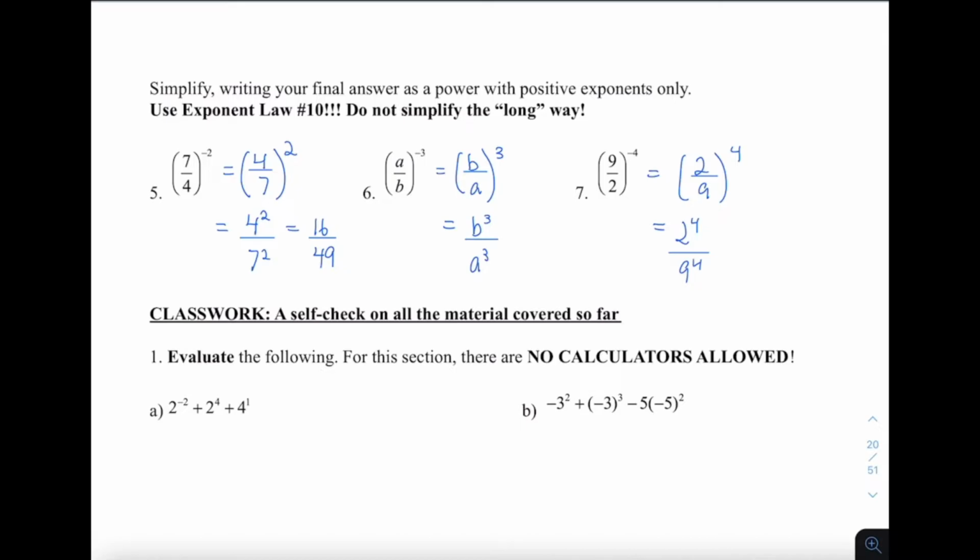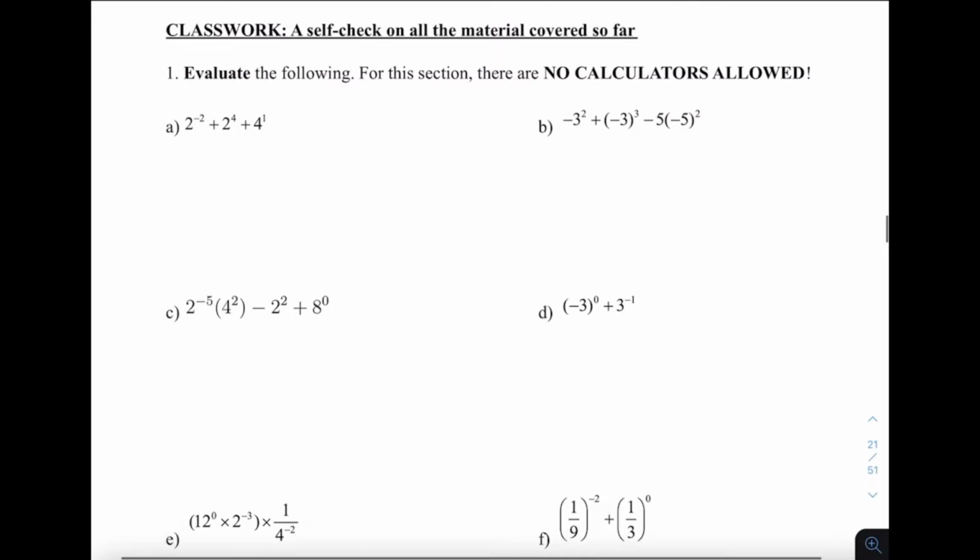All right, so for the classwork, what I want you guys to do is pause the video, give them a try, and then restart the video and compare it with my answers. So for this case, no calculators are allowed. You should be using all of your exponent laws that you've learned 1 to 10 up until now. And if you have any questions, please see us in Extra Help, and please ask.